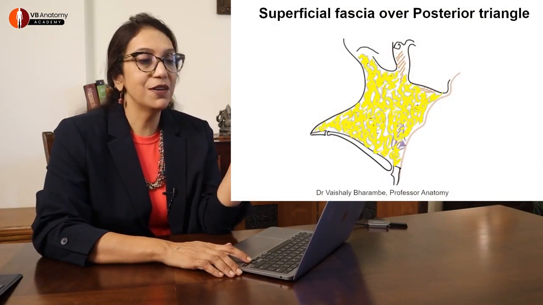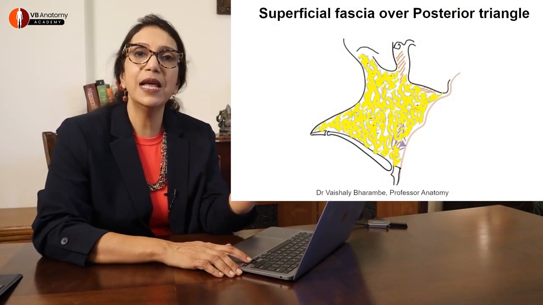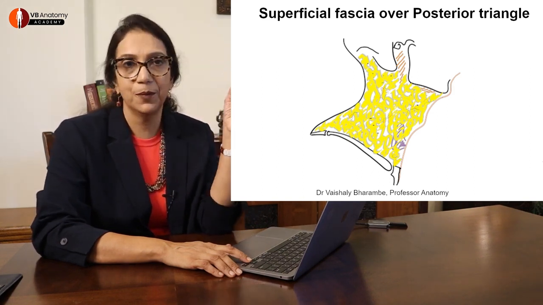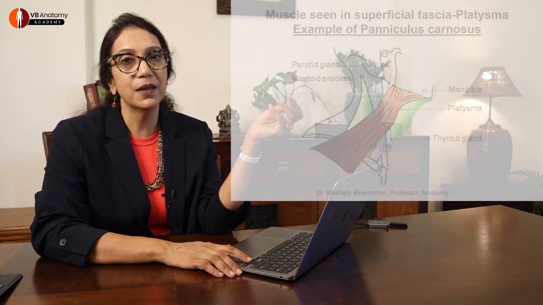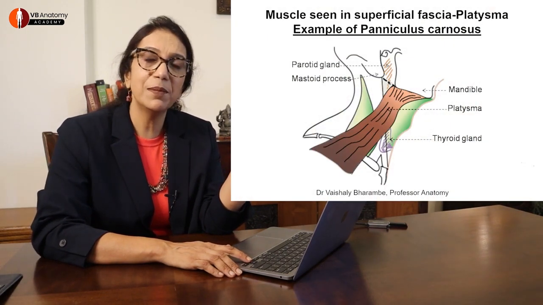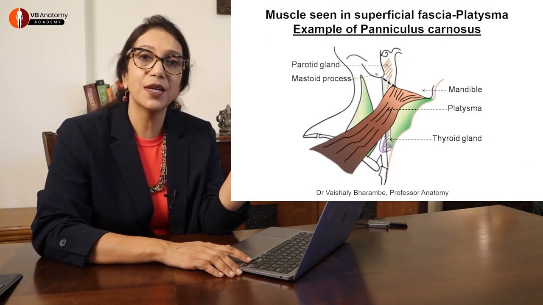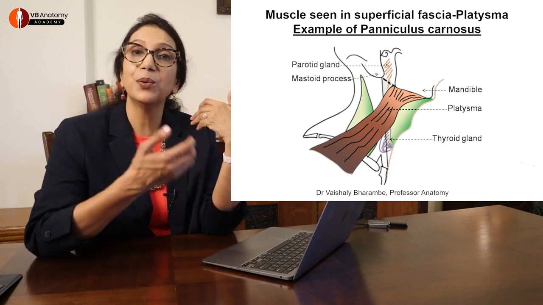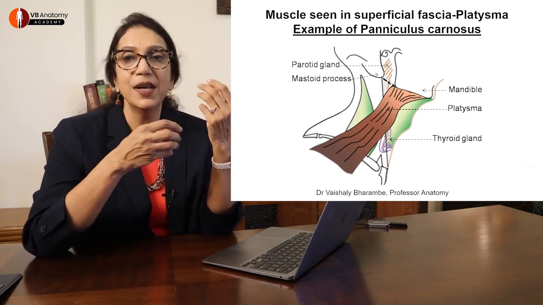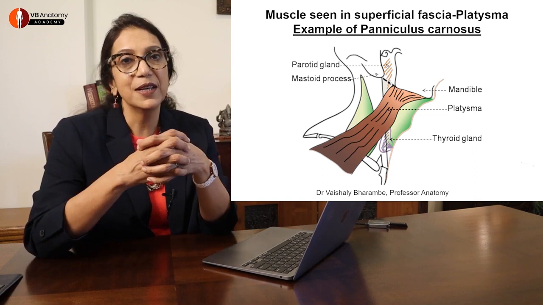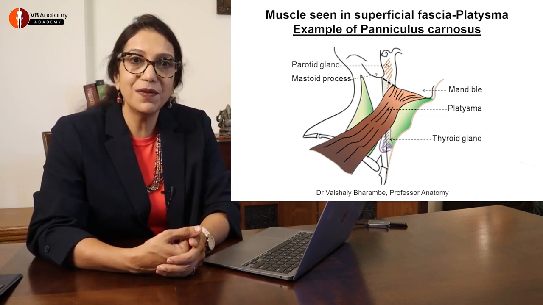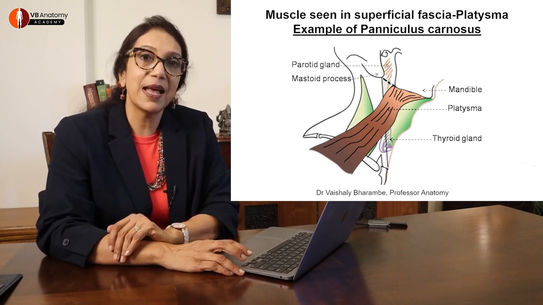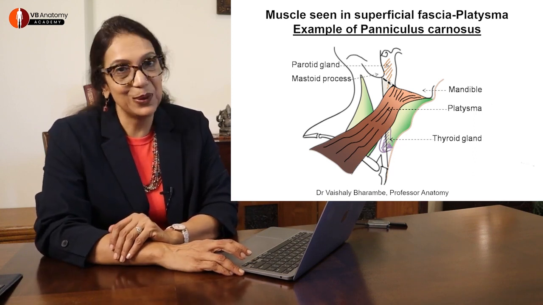So let's begin. In the superficial fascia, we find a distribution of less or more fat. I also find a muscle called platysma. Is it okay for us to find muscle in the superficial fascia? Yes, it is okay, but only in the neck and head-neck region and maybe in a few other areas. Because otherwise, normally we don't have muscle in superficial fascia. This is an example of panniculus carnosus.